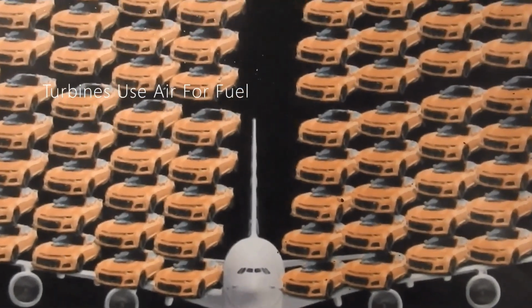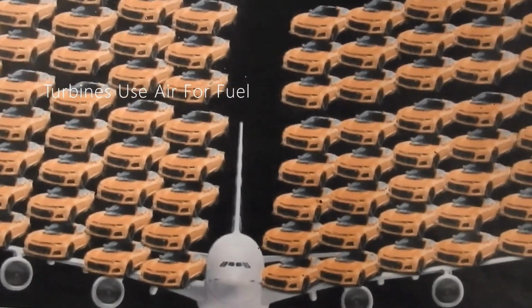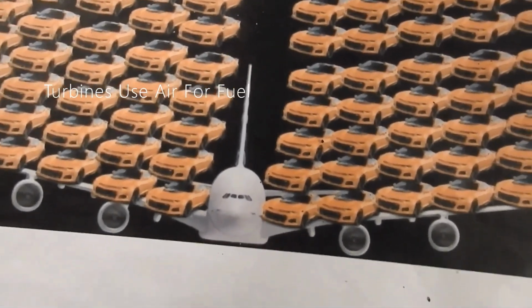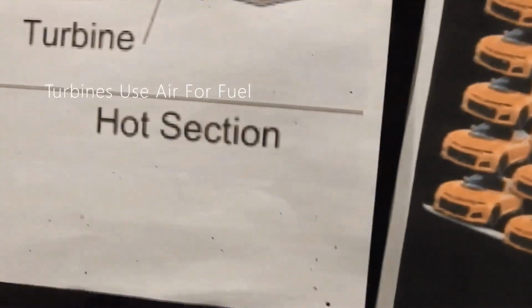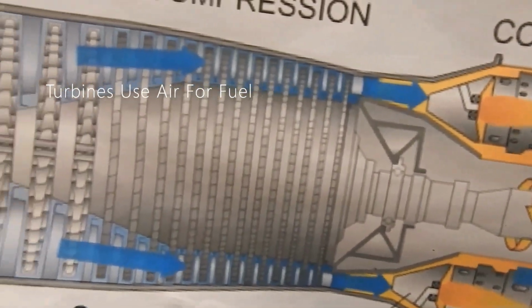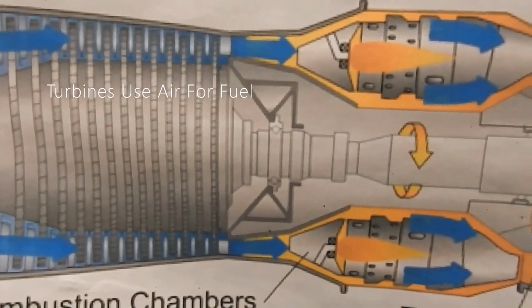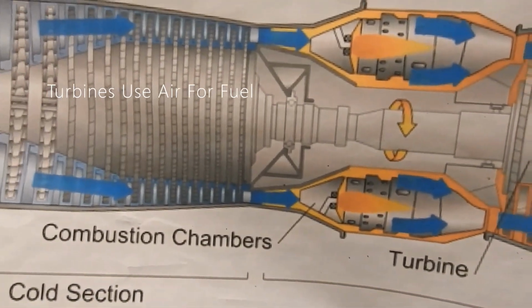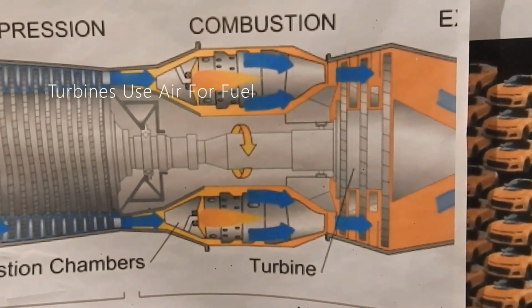Jets don't use liquid fuel. They use compressed air. And these turbines are designed to pull in air and compress it and combust it and use it as fuel.